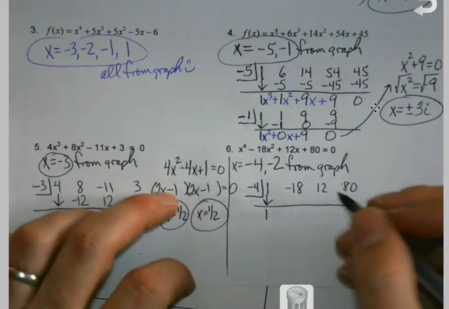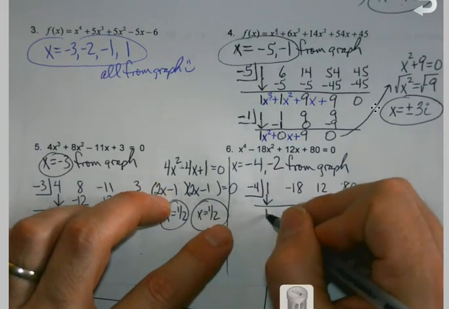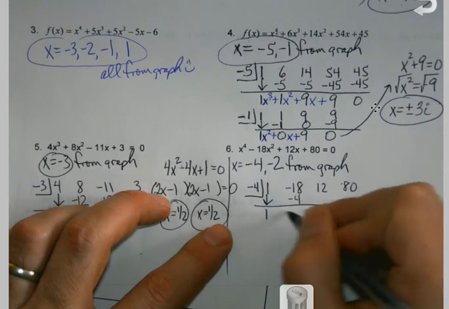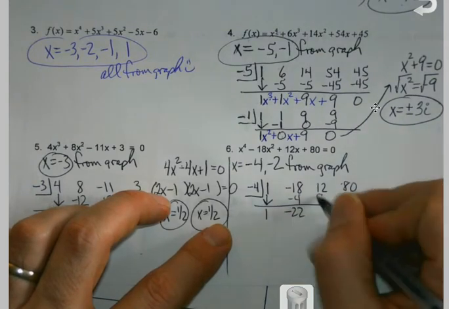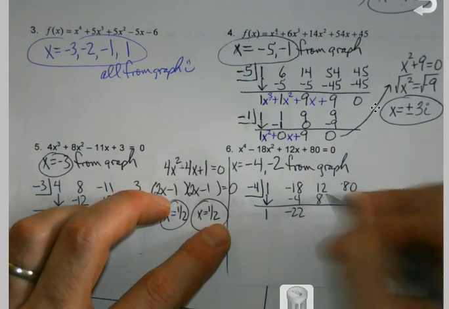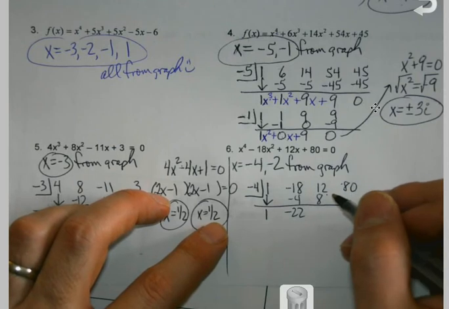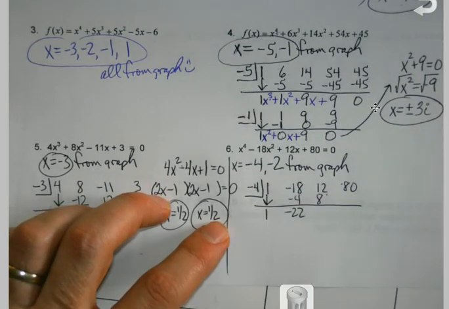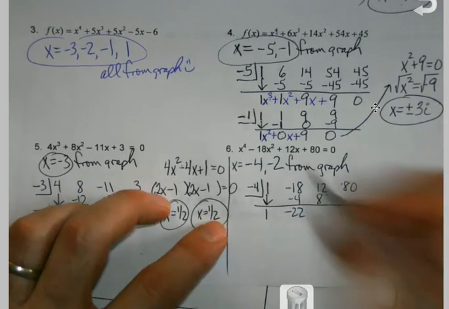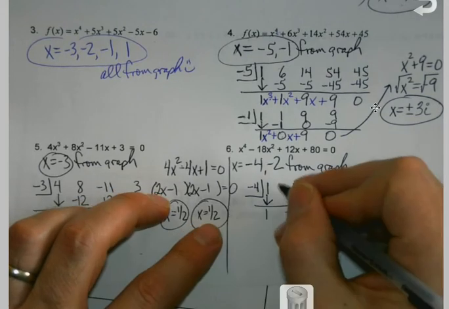And again, the process here just runs the same. Bring it down, multiply, add. Multiply. Where should my 0 be? Okay. Just get done talking about having the 0 in there and we leave it.